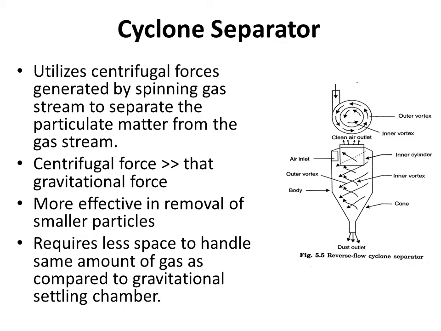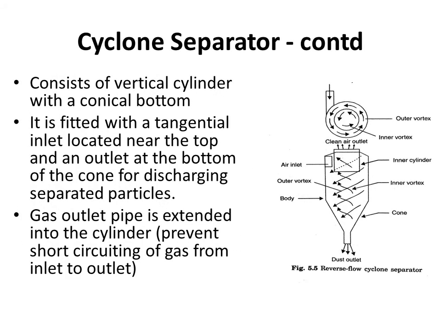This method is more effective in removal of smaller particles, and it requires less space to handle the same amount of gas as compared to the gravitational settling chamber. The cyclone separator consists of a vertical cylinder with a conical bottom. It is fitted with a tangential inlet located near the top and an outlet at the bottom of the cone for discharging the separated particles.